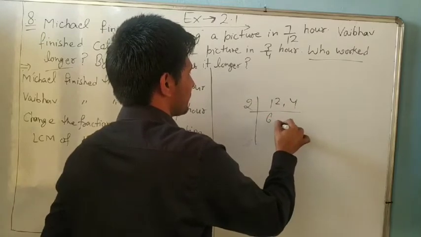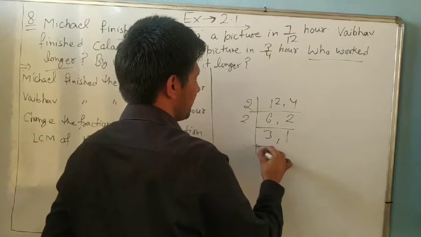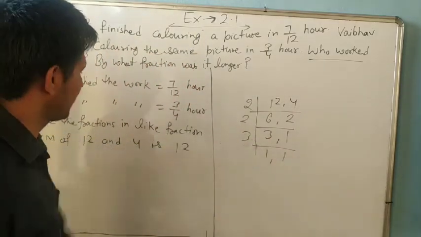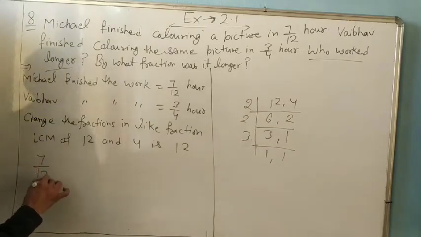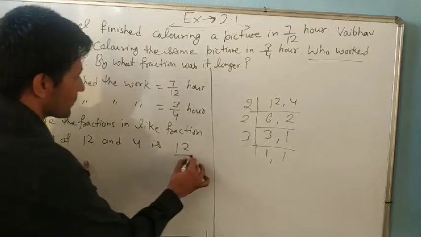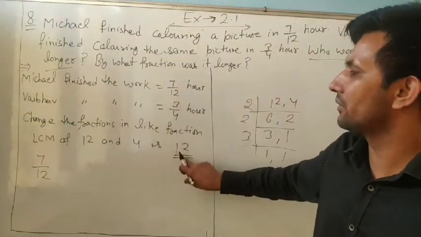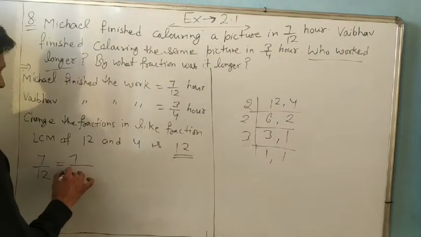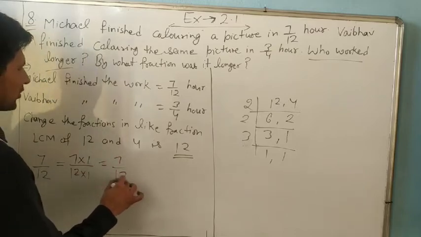Dividing by 2, 6, 2, 2, 2, 3, 2, 1, 3, 1, 1. So 2 into 2 is 4, 4 into 3 is 12. So the LCM is 12. Now we will make both denominators 12. It is already 12, so you can write 7 into 1 by 12 into 1. So 7 by 12, no need to change it.